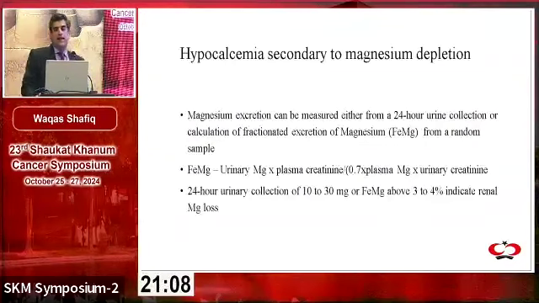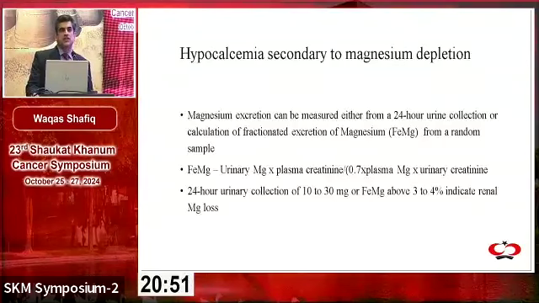So how can we calculate whether it is a renal loss? We can do that by measuring magnesium excretion in 24 hours, by collecting a 24-hour urinary sample, where we can look at how much magnesium is lost in 24 hours, or we can check fractionated excretion of magnesium. It's very easy to check. It's a spot sample. We need a urinary magnesium, urinary creatinine, serum magnesium, and serum creatinine, and then we can use this formula and calculate. And as I said earlier, if it's above 3 to 4%, it indicates the renal loss.